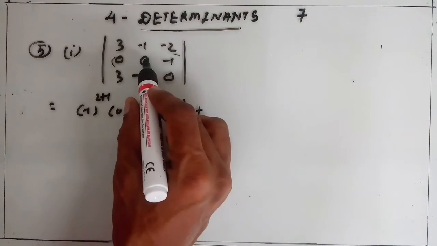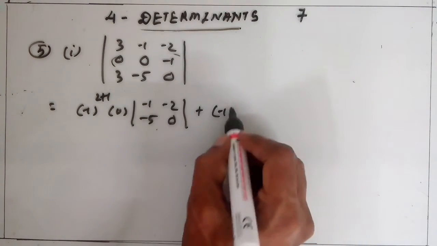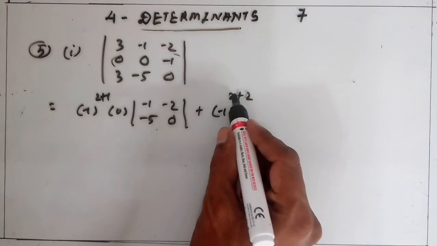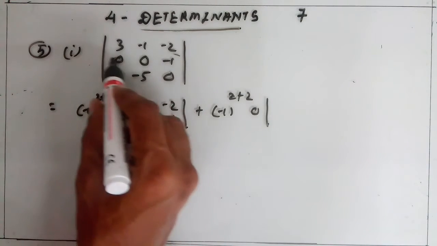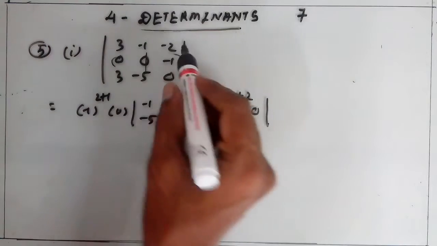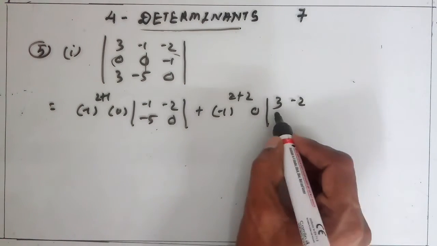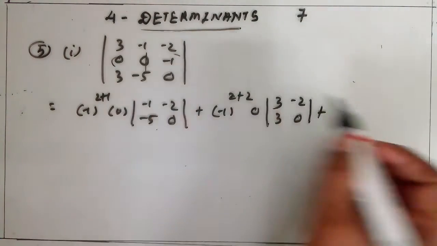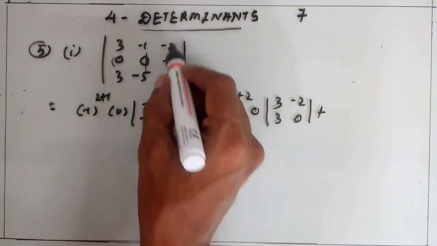Plus, now this 0 lies in the second row and the second column, that is minus 1 raised to 2 plus 2, into 0, into remove this row and column and write the remaining entries in this determinant form, 3, minus 2, 3, 0. Clear this? Plus, minus 1 lies in this second row and the third column.